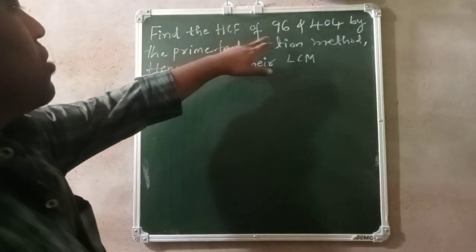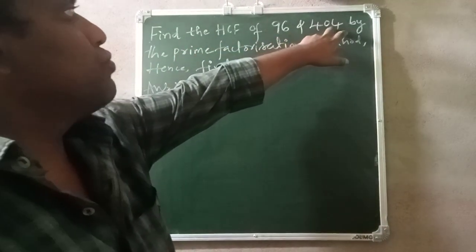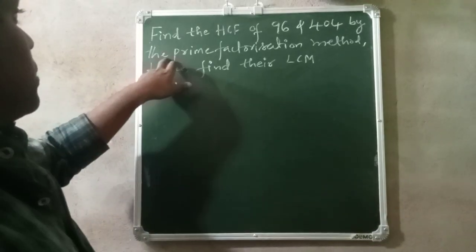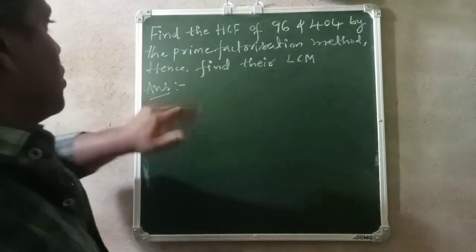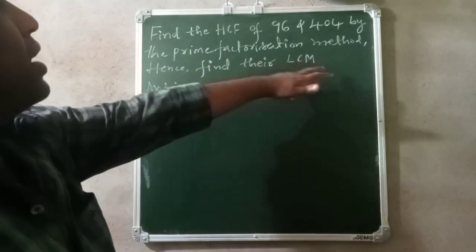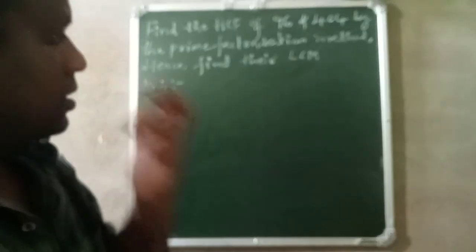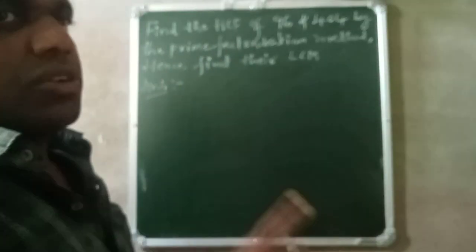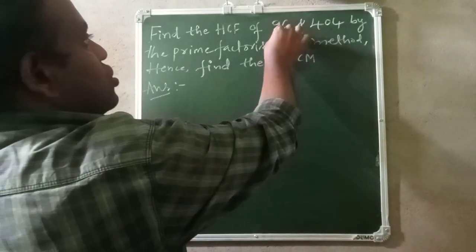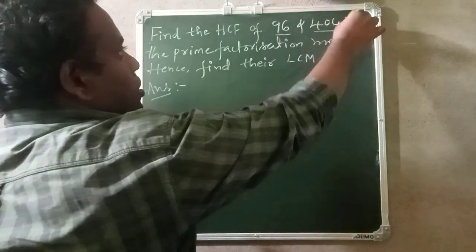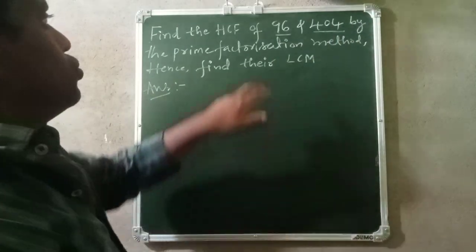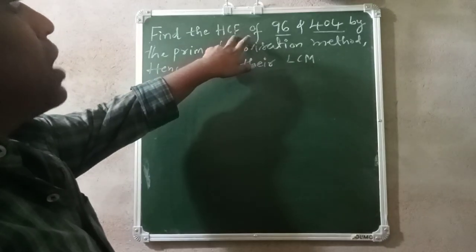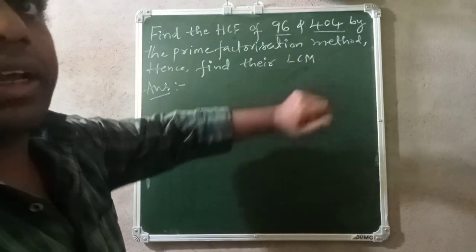Find the HCF of 96 and 404 by the prime factorization method. Hence, find their LCM. So we have to find the HCF of 96 and 404 first. So using the HCF, we have to find the LCM.